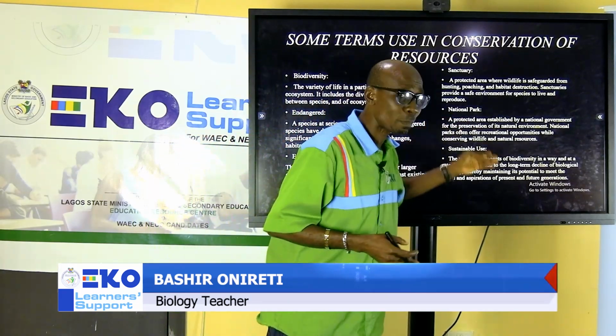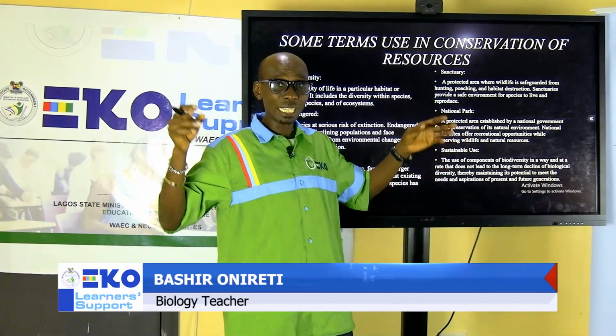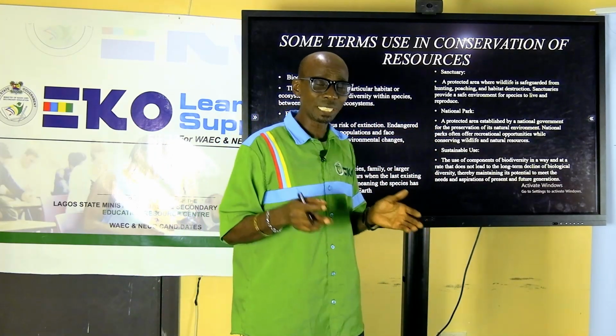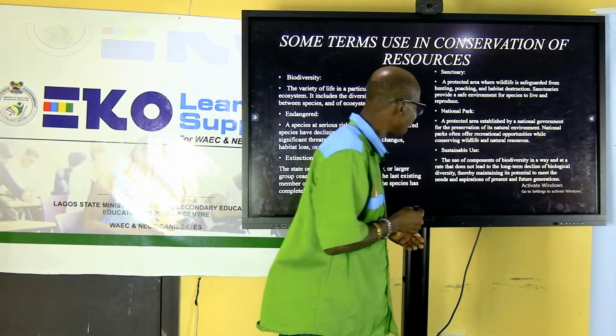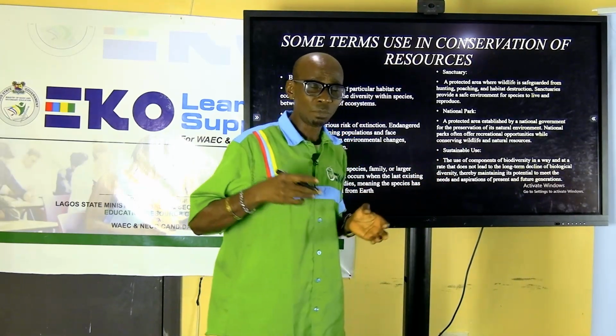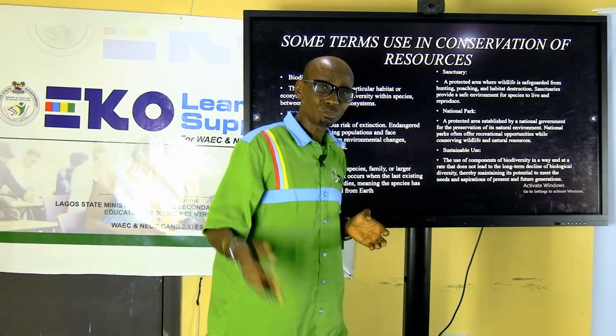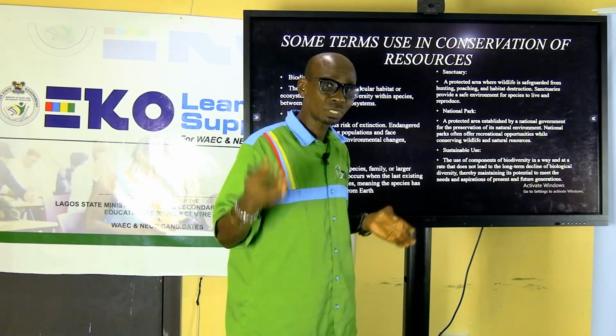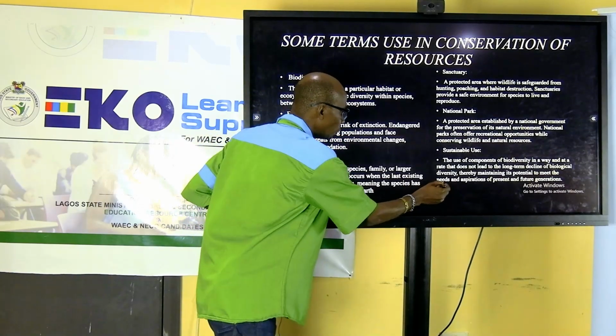The same way, a national park is a large area of land that is demarcated basically for protection, and then we have sustainable use. That means we continue to use resources so that they continue to be available for us.